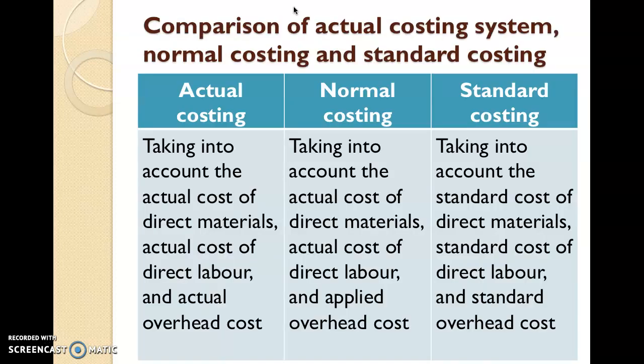The comparison of actual costing system, normal costing, and standard costing. Actual costing takes into account the actual cost of direct material, actual cost of direct labor, and actual overhead costs. Normal costing takes into account the actual cost of direct material, actual cost of direct labor, and applied overhead costs. Meanwhile, standard costing takes into account the standard cost of direct material, standard cost of direct labor, and standard overhead cost.